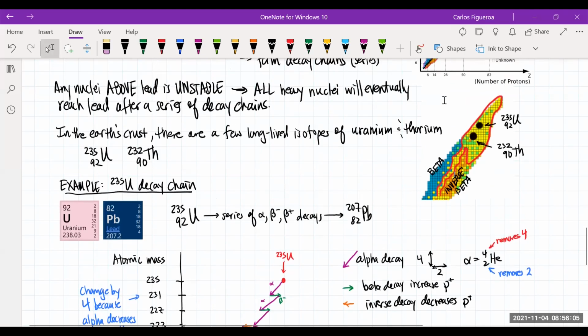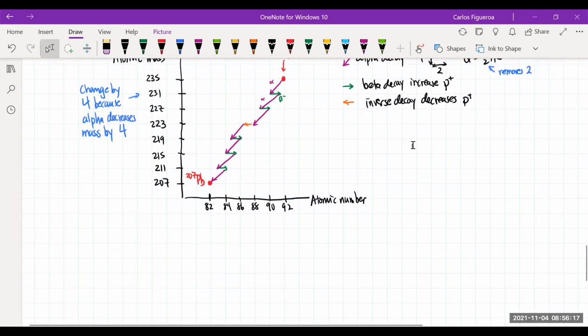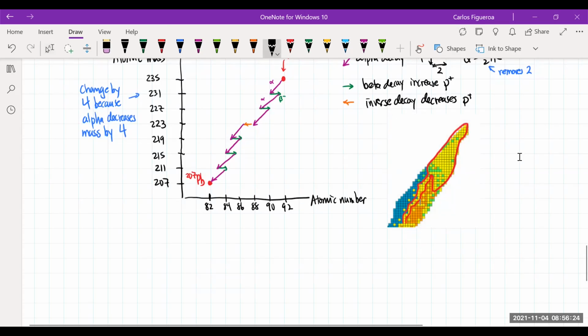And what we're seeing here is that we're actually seeing this picture right here. This is exactly what you're seeing. So when you look at 235, and we're seeing this decay chain, it's looking like this. So what you're seeing here is, let's say that this is 235 right there. It's actually higher, but for our purposes, it looks like this.